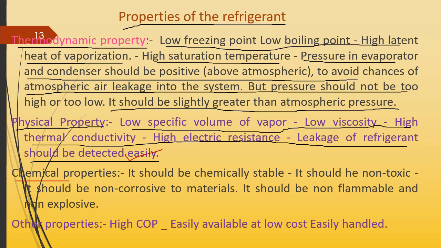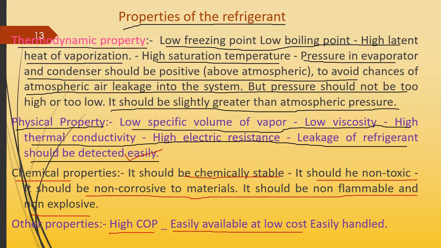Chemical property includes that it should be chemically stable, decomposition is not allowed, it should be non-toxic, non-corrosive, non-flammable and non-explosive. Also, we are expecting a high coefficient of performance, and that it is easily available at low cost. That is very important, what we are expecting. So these are, you can say, the thermodynamic, physical, chemical and other required properties of the refrigerant.